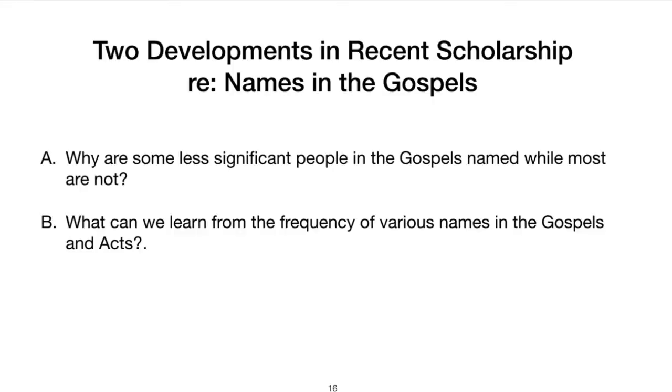And then the second thing has to do with what we can learn from the frequency with which various names occur. For example, you have several Simons in the gospel, several Marys, several Josephs, that sort of thing. So what can we learn from that? There have been some developments in this area in recent years.